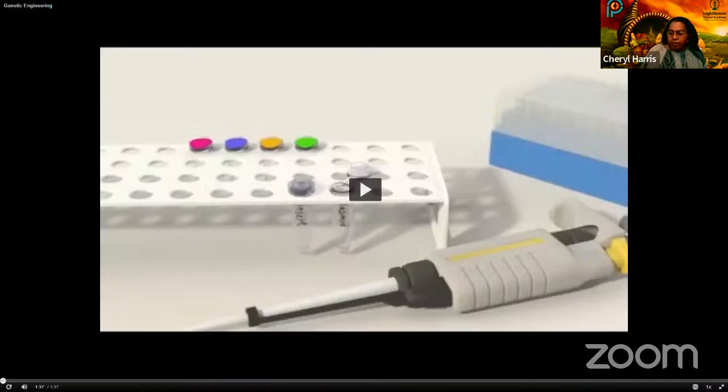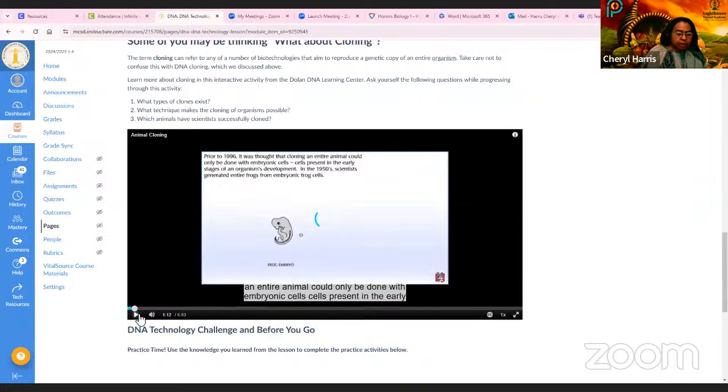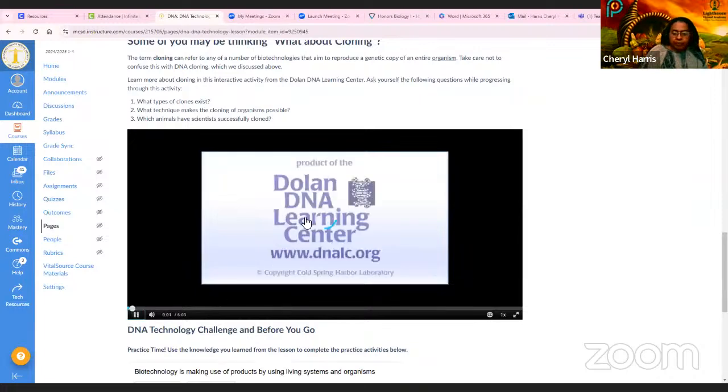Okay, so that technology is recombinant DNA technology. So just take a note of that one. And now we're going to go back and look at cloning. So let me get this one to start back from the beginning. Cloning 101.